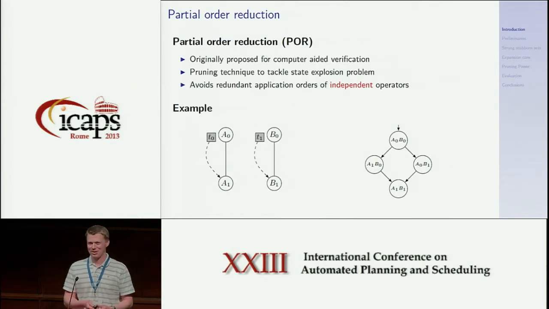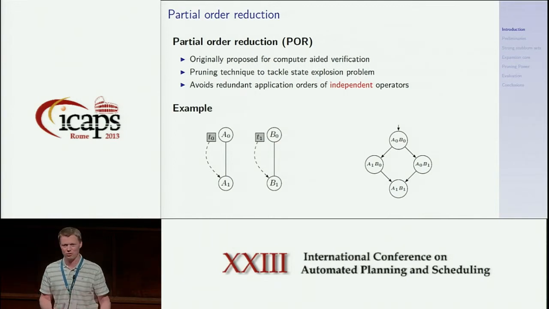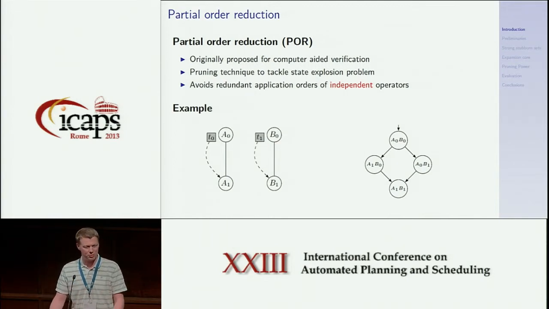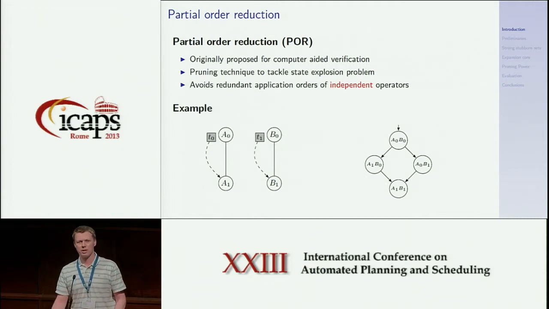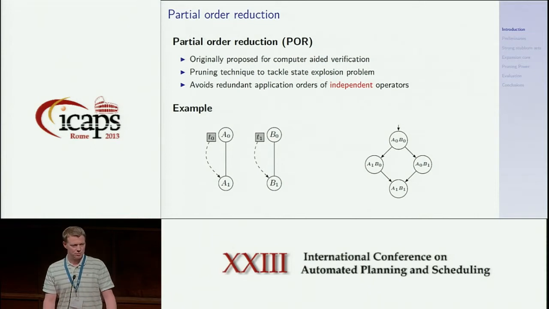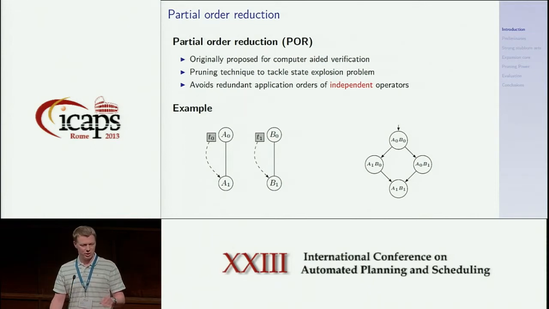All right. So let's first have a look at the idea of partial order reduction. So what is partial order reduction about? Partial order reduction is an approach to tackle the state explosion problem that has been originally introduced in the areas of model checking and computer-aided verification roughly 20 years ago. And the basic idea is to avoid an unnecessary blow-up of the state space that is induced by independent operators. So for example, let's consider this simple truck example.